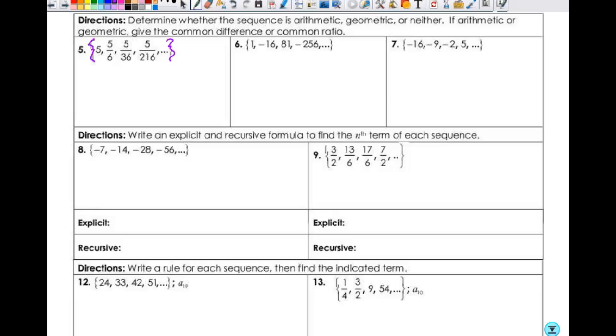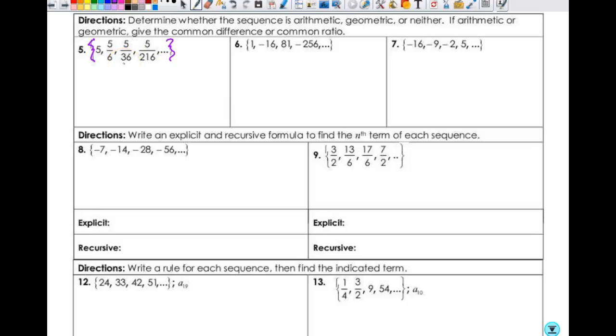All right, so we're supposed to determine whether this sequence is arithmetic, geometric, or neither. If arithmetic or geometric, we have to give the common difference or the common ratio. So remember, you have to check not just the first two terms, but the second two as well, at least.